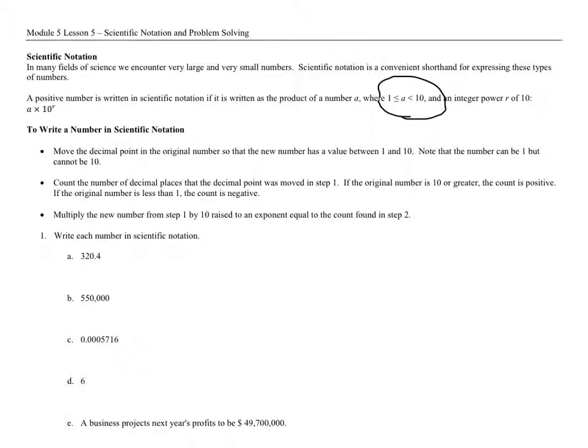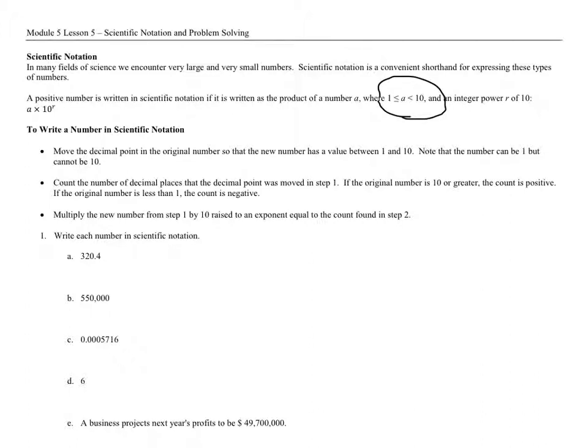We're going to move the decimal point in the original number so the new number has a value between 1 and 10. Note the number can be 1 but cannot be 10, just like I said. Count the number of decimal places that the decimal point is moved in step 1. If the original number is 10 or greater, the count is positive. If the original number is less than 1, the count is negative. Multiply the new number from step 1 by 10 raised to the exponent in step 2.